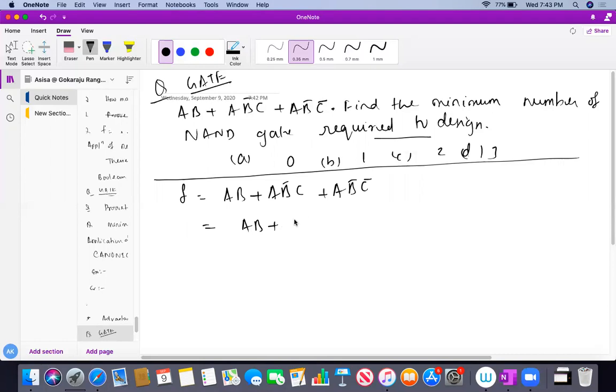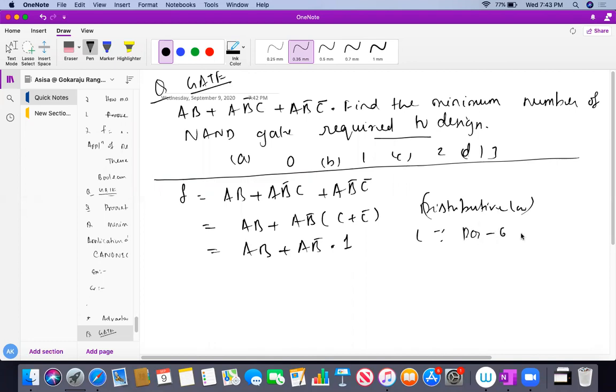Here I can take A B bar common, with C or C bar. I just use the distributive law. Next, in A B bar, C or C bar is 1, which is postulate number 6, the existence of complement: A or A bar is 1. This is the postulate we have used. Then we move to A B bar, where we have used A and 1 is A.